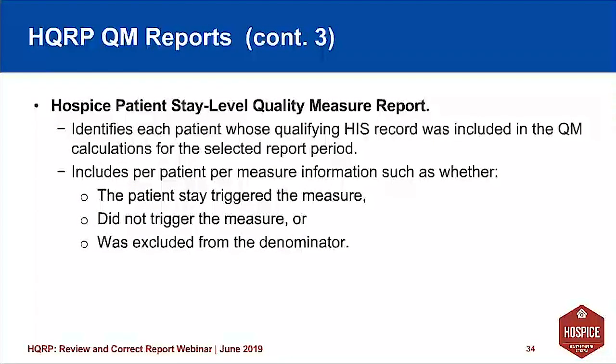Now, the hospice patient stay level quality measure report is much more detailed. It's going to identify each patient whose qualifying HIS record was included in the quality measure calculations for the selected report period. Per patient measure, it shows whether the patient stay triggered the measure, in other words, did they meet the numerator criteria, whether they did not trigger the measure, or whether the patient stay was excluded from the denominator. And it's also going to tell you if the outcome was not available due to the patient still being active, or the admission record might have been missing, or if the measure was not implemented based on the patient's admission and discharge dates.